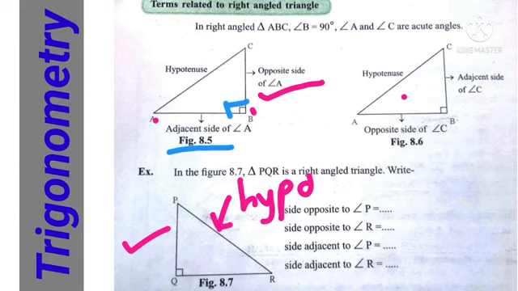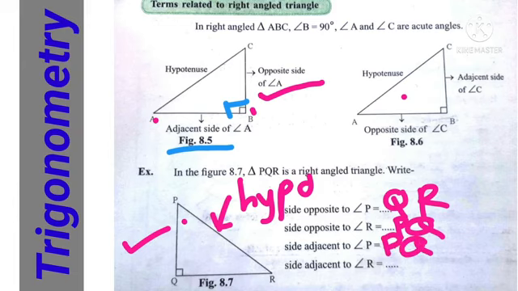What is the side opposite to PR? Opposite to angle P. Angle P ला opposite side कोणती आहे? QR. Then what is the side opposite to angle R? PQ. Side adjacent to angle P. P ला adjacent side कोणती आहे? PQ again. And side adjacent to R is QR.